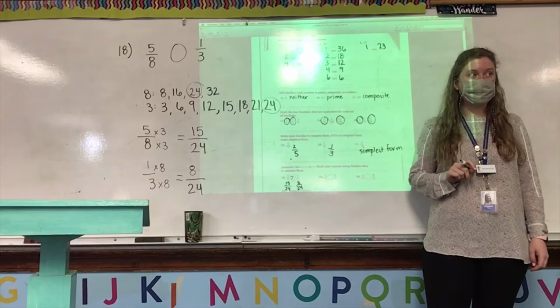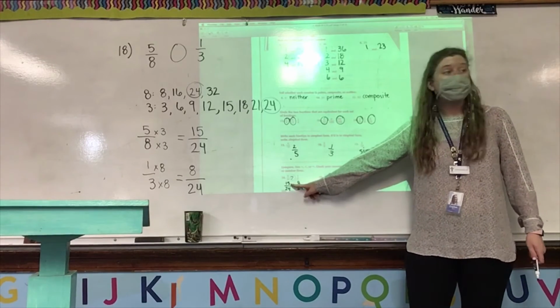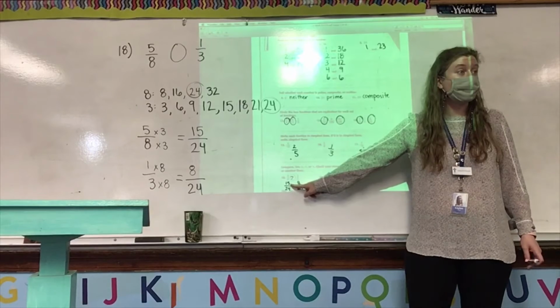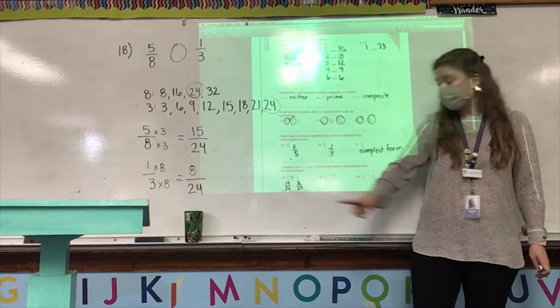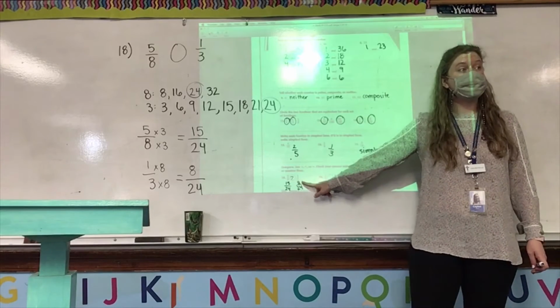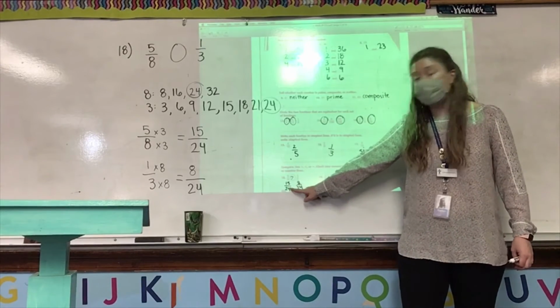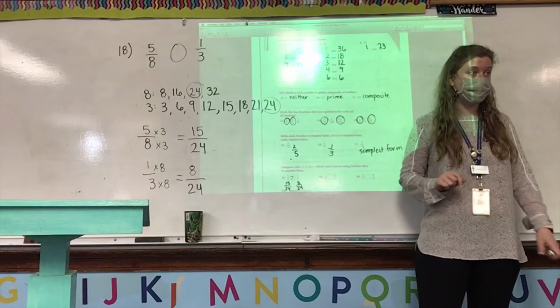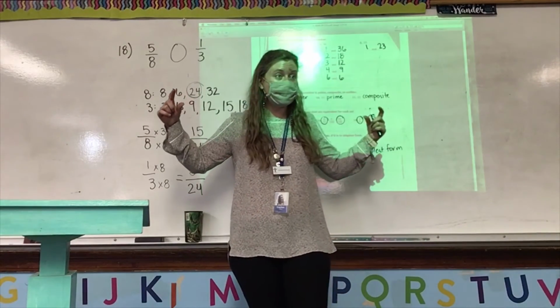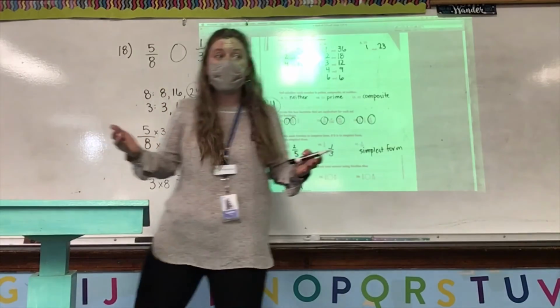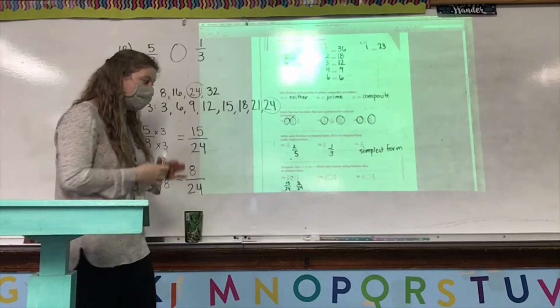Remember, I'm going to say it again. The larger numerator is the larger fraction when the denominators are the same. 15 is larger than 8. So that means 15/24 is larger than 8/24. Imagine if we had fraction tiles that were broken into 24ths. If I had 15 of them, it would be a lot bigger than if I just had 8.